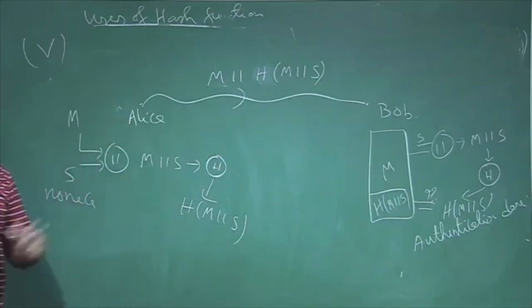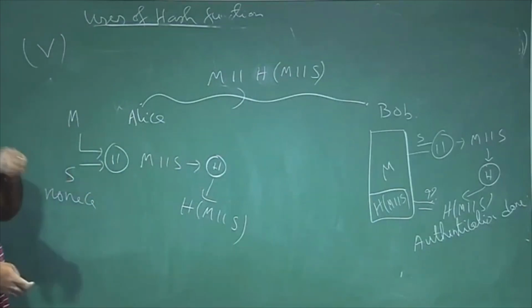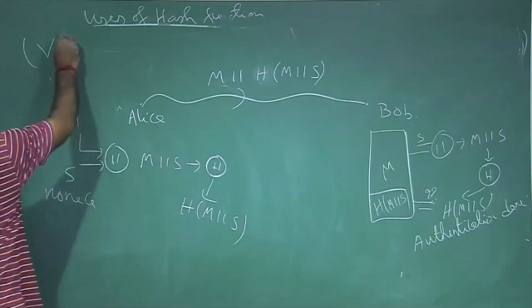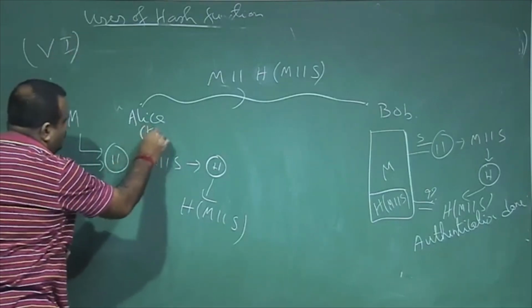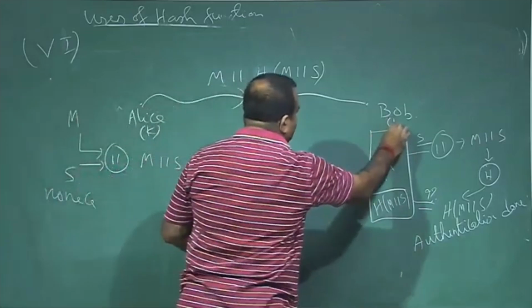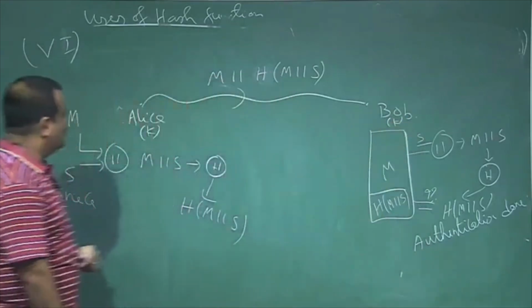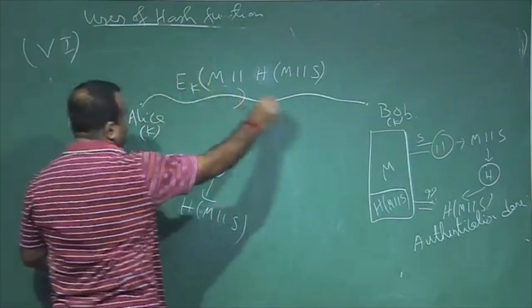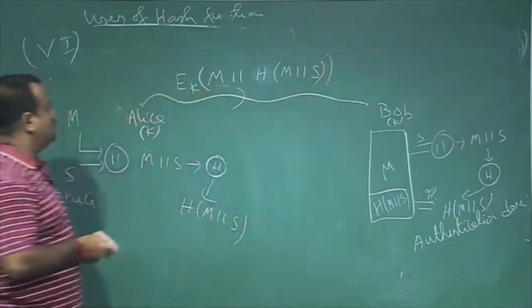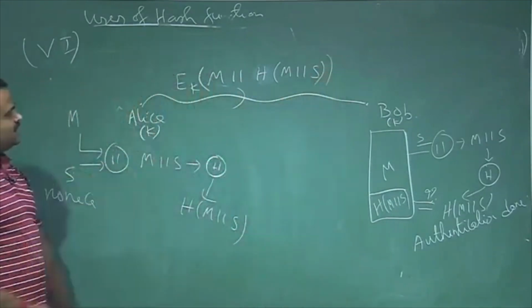because the message is becoming public over this public channel. So if in this scheme we want to have the confidentiality also, that is the sixth one. Similarly we can have a K which is shared between Alice and Bob, and then we can encrypt this using this K, and then we can send it to Bob.